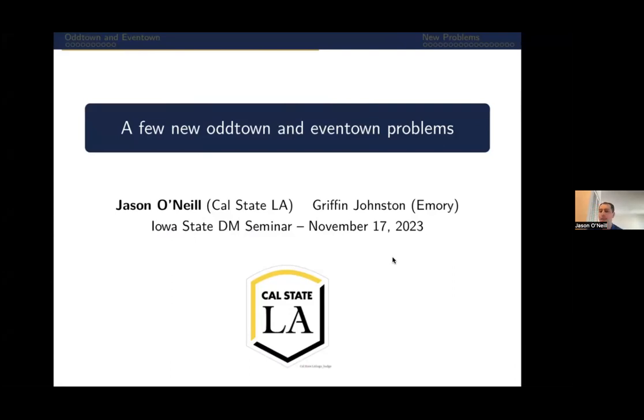So I'm going to be talking about oddtown and eventown problems. I'll give a bit of an introduction into those problems, and then I'll talk about the new problems. Okay, so before I do that, I just want to establish some notation.